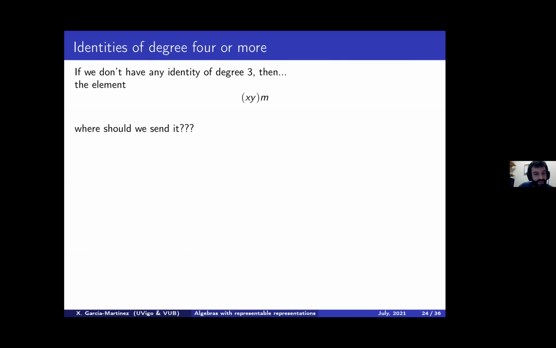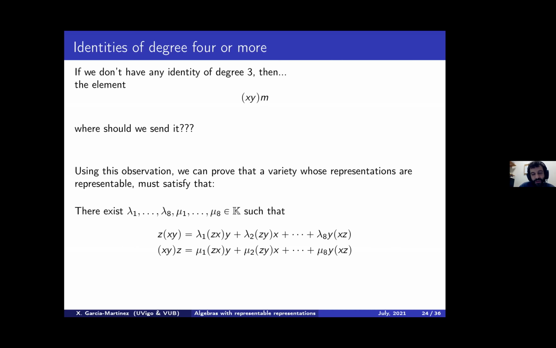I won't bore you with the details, but if our variety doesn't have any identity of degree 2 or 3, then it is not clear where we are going to send this element. So we need to have some identity of degree 3. Of course, proving this in a formal mathematical way is different; I'm just expressing the intuition. But in the end, we find that we need some constants from lambda 1 to mu 8, so 16 constants, to have these two identities. Over here, we need to impose these two identities.